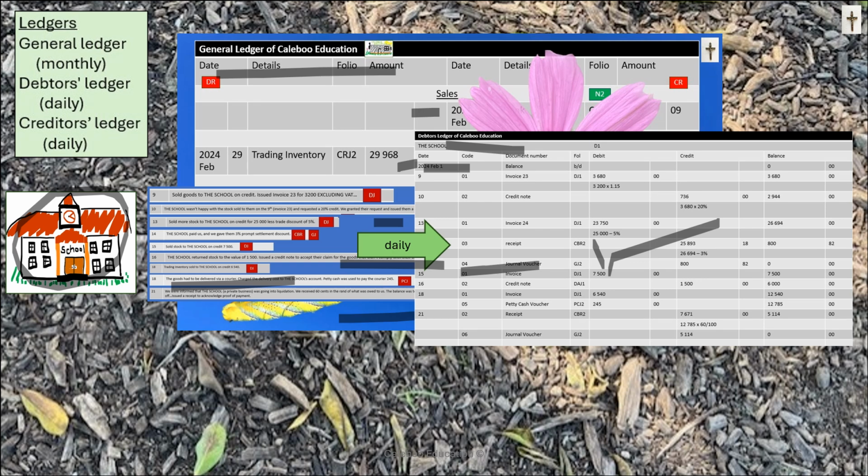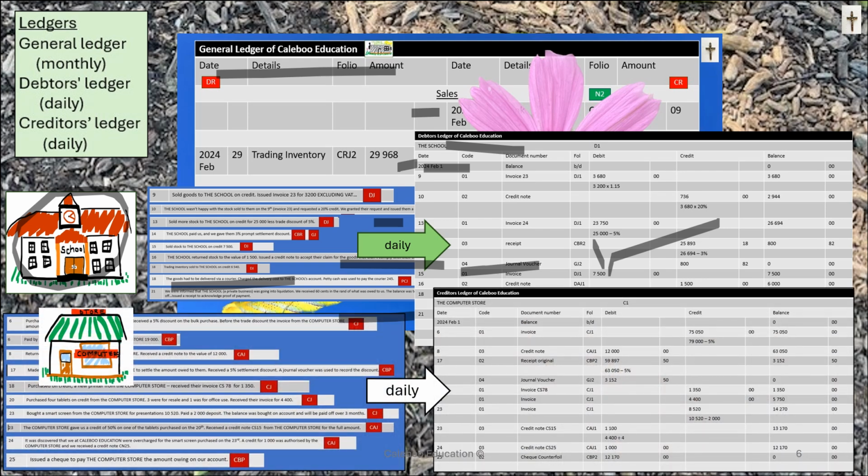The purpose of this video is just to demonstrate the bookkeeping cycle. So I'm not going into the details of drawing up these individual accounts. I'm just showing you an example of a debtors ledger and also a creditors ledger. We buy from the computer store on credit, and that information is taken on a daily basis to the creditors ledgers. So here, examples of a general ledger, a debtors ledger, and a creditors ledger.